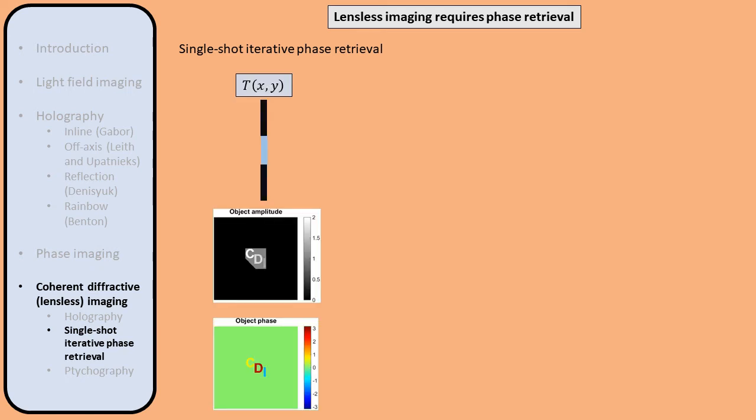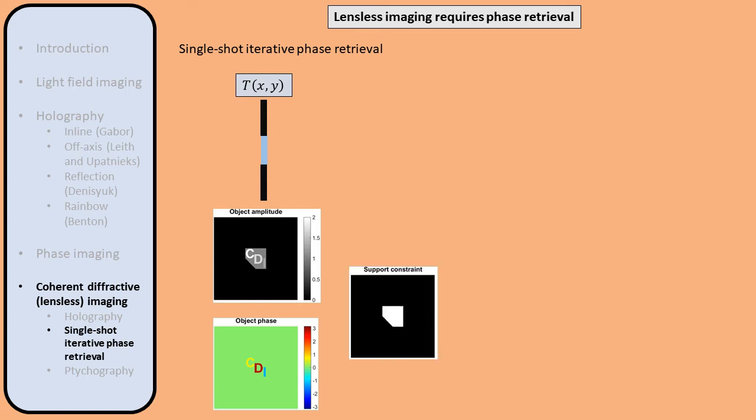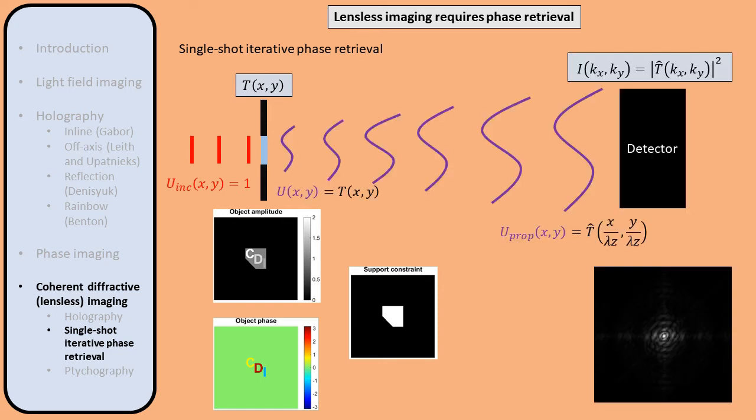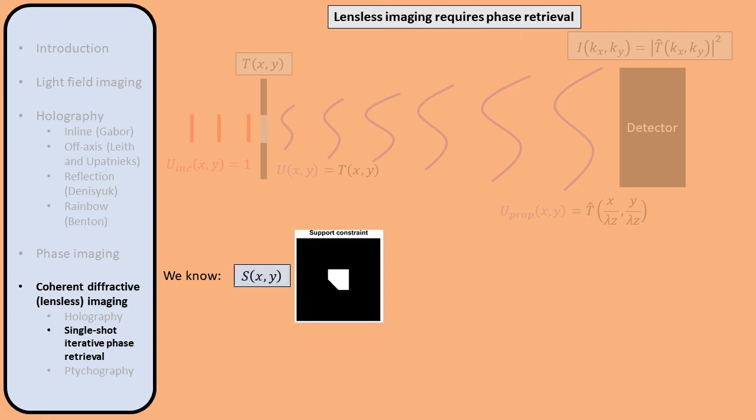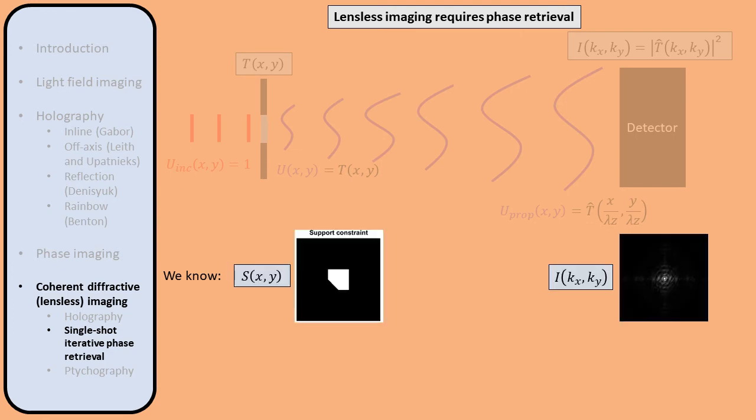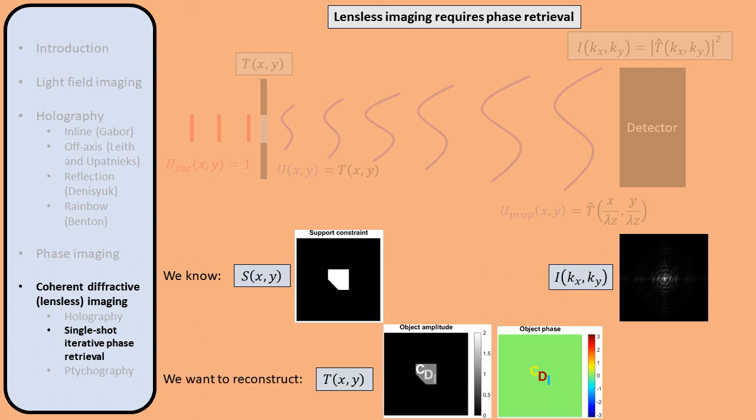We have a sample with a complex value transmission function, so it has a certain amplitude and phase. We assume that the function has a known finite support. That is, we know that outside a certain area, the transmission function is zero. The sample is illuminated with a plane wave and we measure the far-field intensity pattern. This gives us two pieces of information. We know the support of the sample, and we know the squared amplitude of its Fourier transform. Using these two constraints, we want to reconstruct the sample's transmission function.